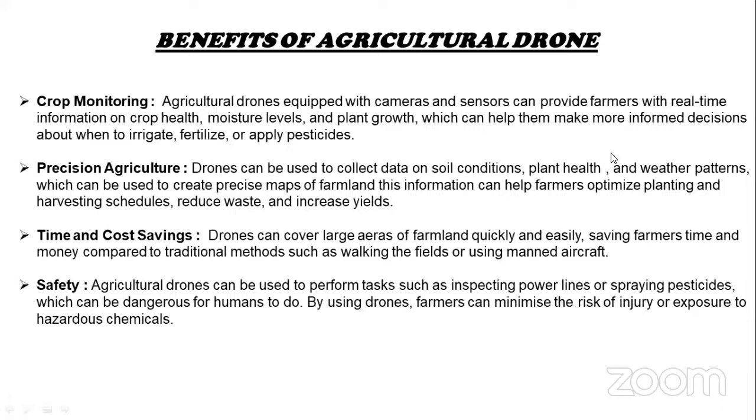And next, precision agriculture. Drones can be used to collect data on soil conditions, plant health, and weather patterns, which can be used to create precise maps for farmland. This information can help farmers optimize planting and harvesting schedules, reduce waste, and increase yields.